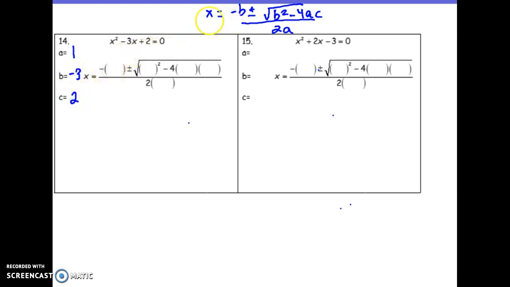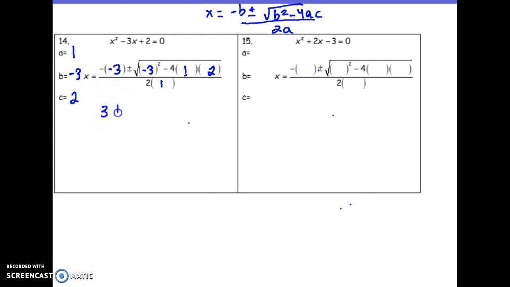So if I have negative b, my b is negative 3, so I would have a negative 3 plus or minus the square root of b squared, so negative 3 squared, minus 4 times 1 times 2. So my 4 times my a is 1, my c is 2, all divided by 2a, so 2 times 1. Okay, so a negative 3 is positive 3.